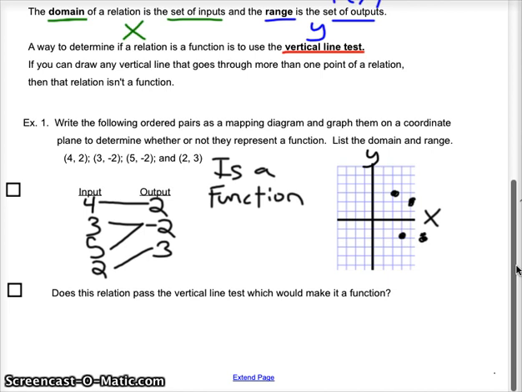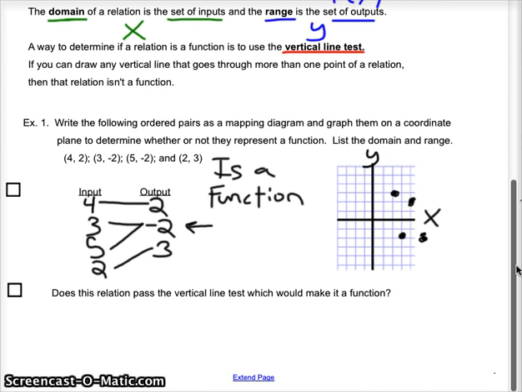Every input went to a single output, only one output. Now, don't let this fool you. Right here, different inputs can go to the same output. That is okay. It can still be a function that way, all right? It's a single input that can't go to multiple outputs.